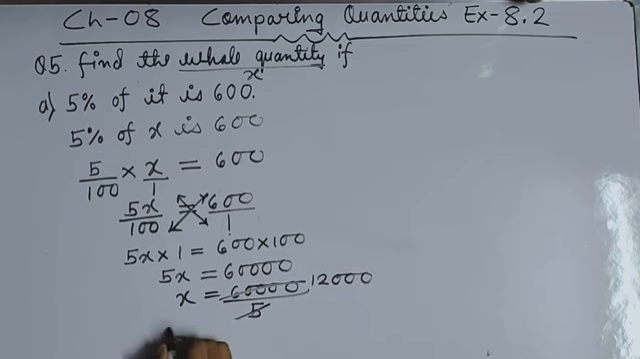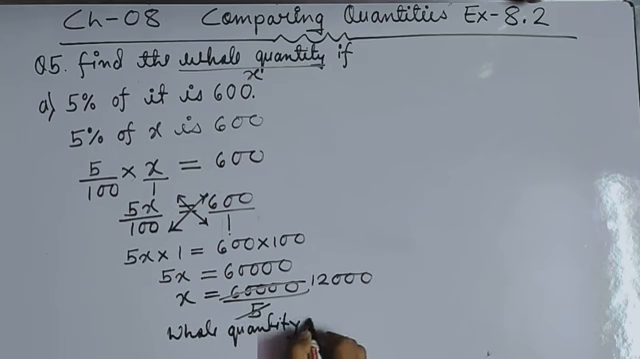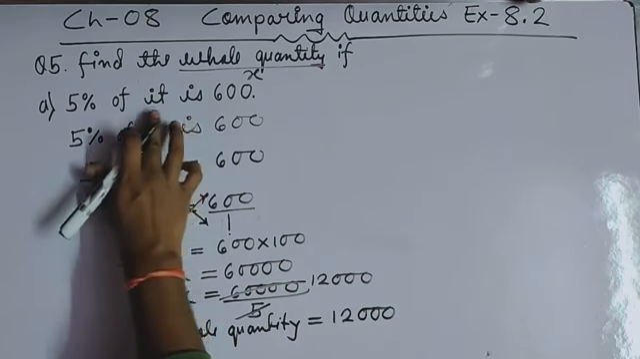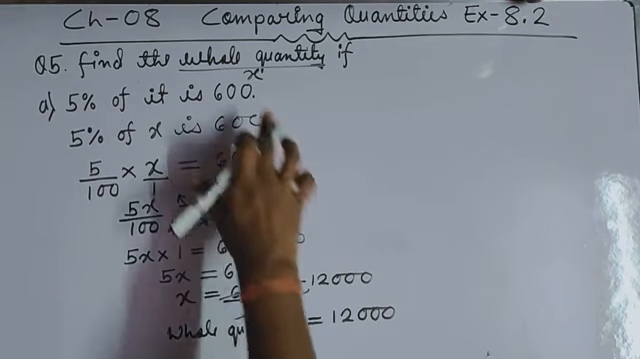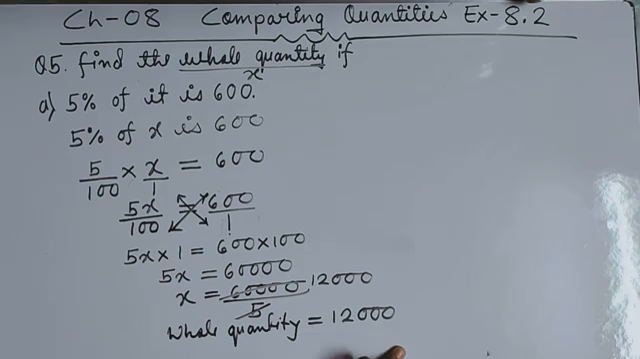So we are getting X, that is the whole quantity, whose 5% is 600. It is 12,000. If here it were written 5% of it is 5 rupees, then the total we would write is 12,000 rupees. If kilometres were written here, we would write 12,000 kilometres. I hope you understood how to approach this.